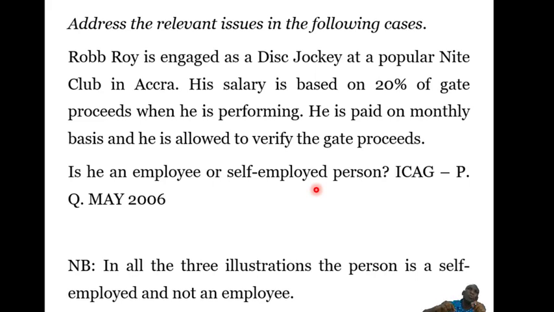Besides, he is allowed to verify the gate proceeds, which means that he actually determines the terms of the contract, because no employee can be allowed to just go and verify gate proceeds. You are on a fixed salary, so whether there are more gate proceeds or not, you will be paid the same fixed salary. These are the points you can use to buttress the fact that Rob Roy is self-employed as opposed to an employee. Which means that all the 3 past questions were all on what? Self-employed or contract for service.